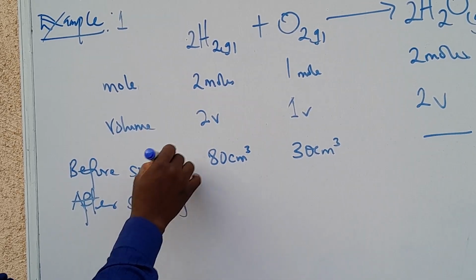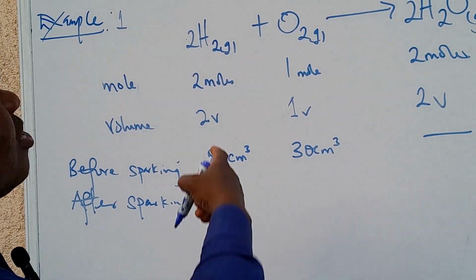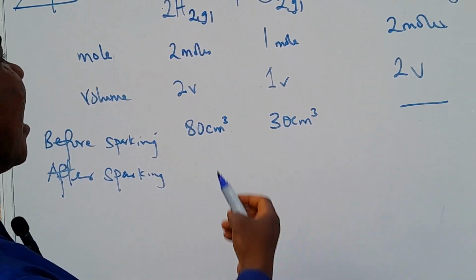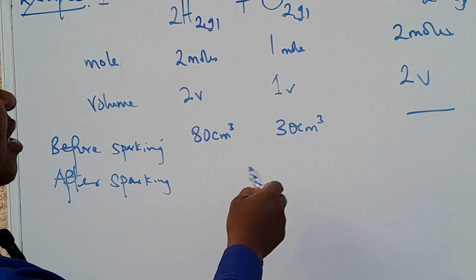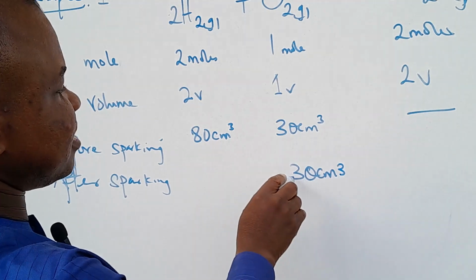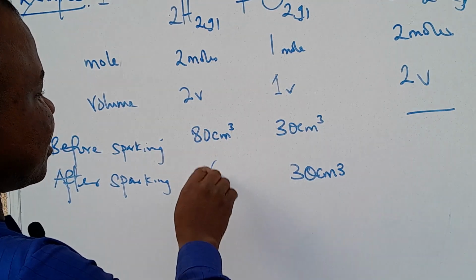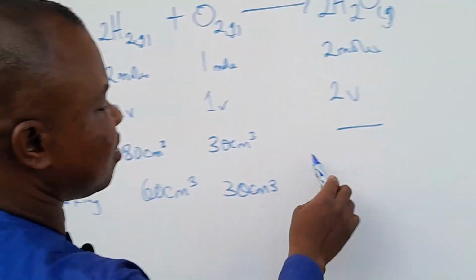So the volume after sparking, now let's check. According to this, the volume after sparking is how many oxygen will be required to burn this. So by this, we can have 30 of this. When we have 30 of this, we're going to have 60 of this.